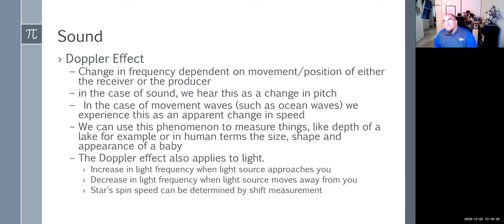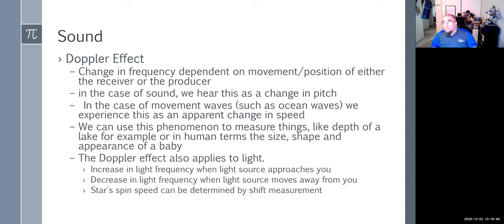In the case of movement, such as ocean waves, we may experience this as an apparent change of speed, right? When waves come in and waves go out, you can sometimes get sucked out to the ocean by this Doppler effect. We can use this phenomenon to measure things like the depth of a lake. We can send a sound wave down and see what comes back at us to measure things in that lake or to find things at the bottom of the ocean, right?